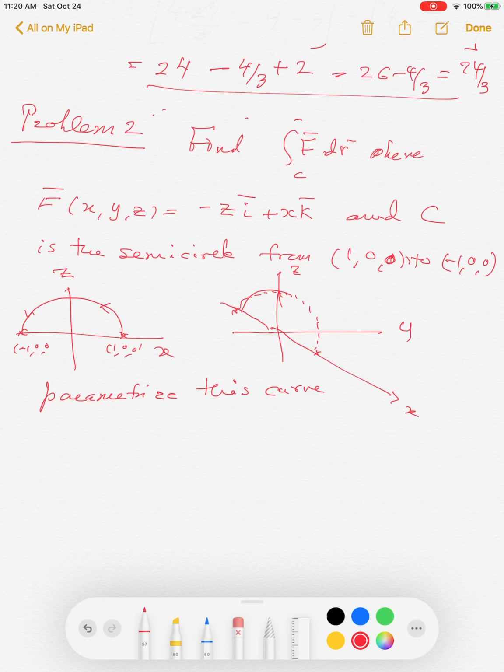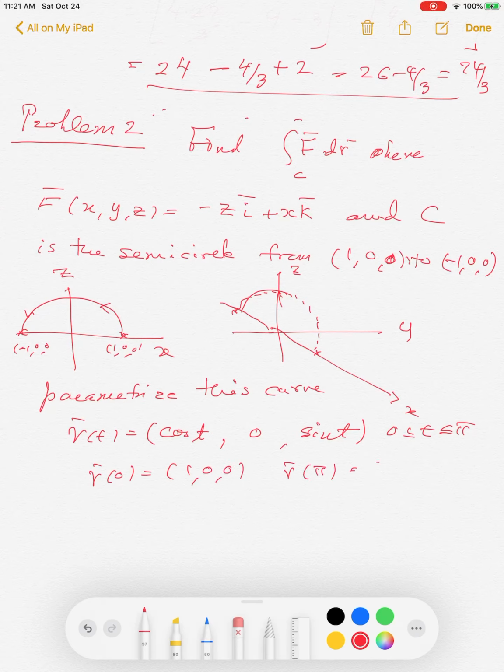Now you know how to parameterize. This is again pre-calc. Circles are parameterized by cos t, sin t. So the curve r bar of t will have y component 0, because it's all in the xz plane. I take x to be cos t, z to be sin t, and t runs between 0 to pi. Make sure that r bar 0 is (1, 0, 0), and at pi, cos is minus 1 and sine is 0. So this parameterization is correct.